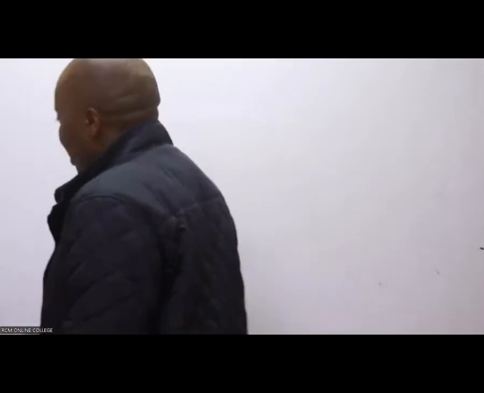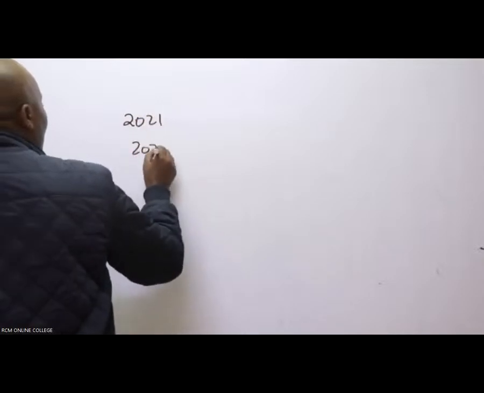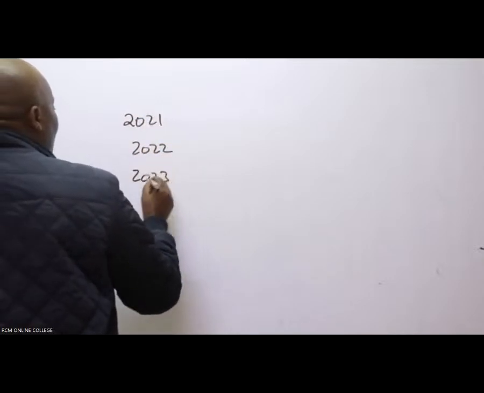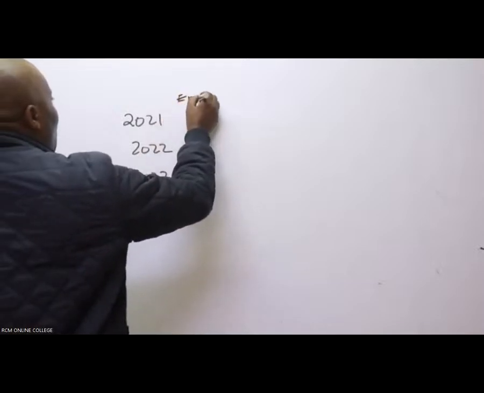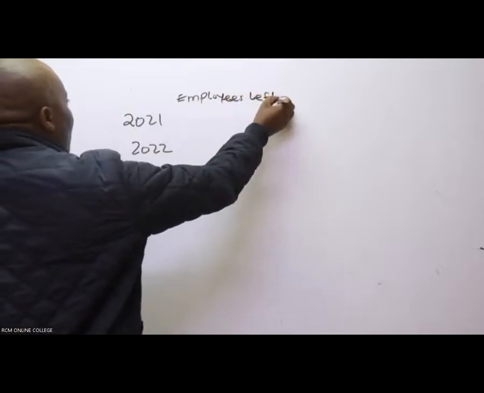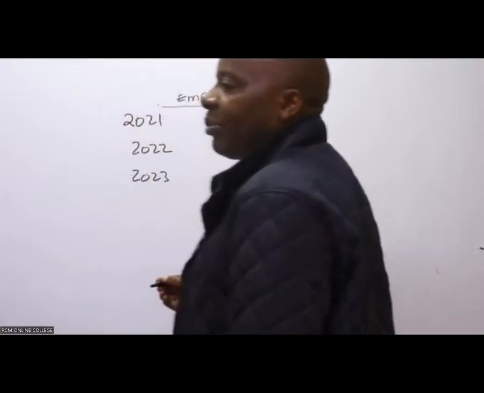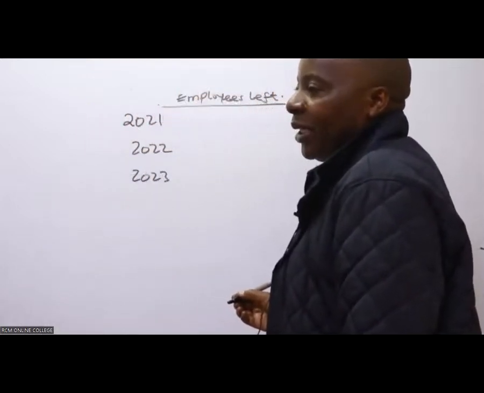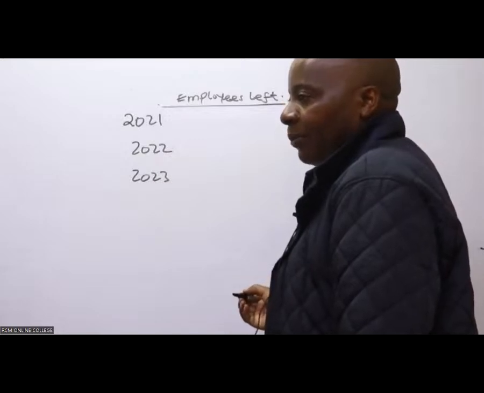So we have got our years: 2021, 2022, 2023, like that. In this case, of course, the ones who are going to get these share options will be the employees who will be left in the company over the 3-year period.